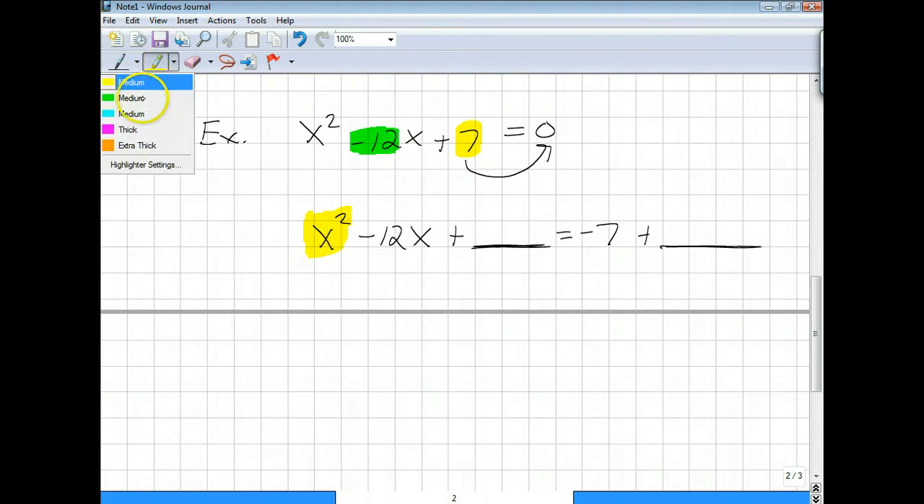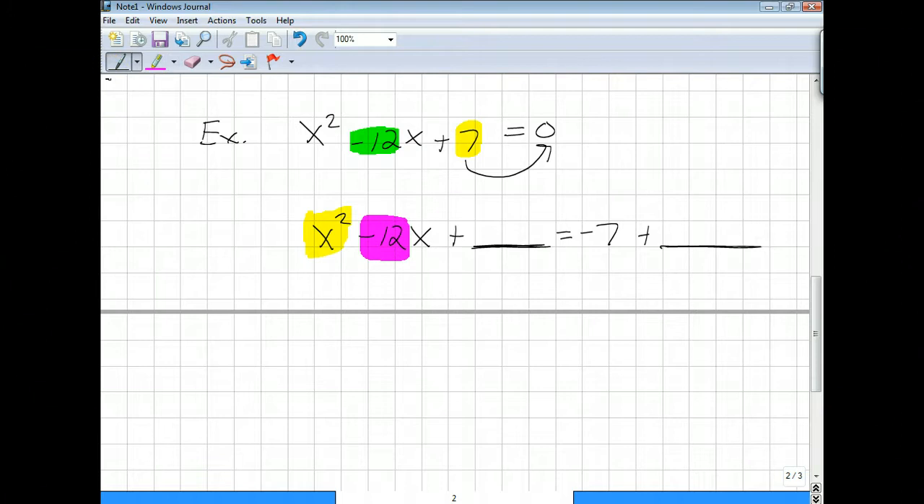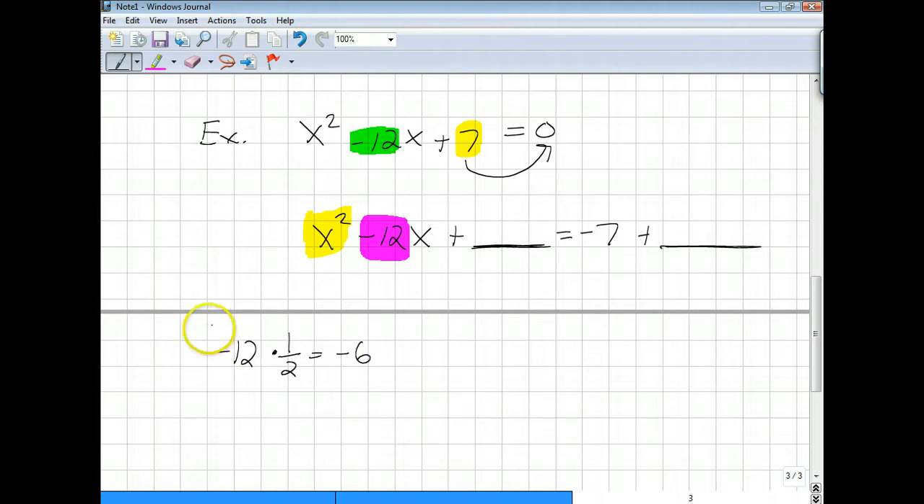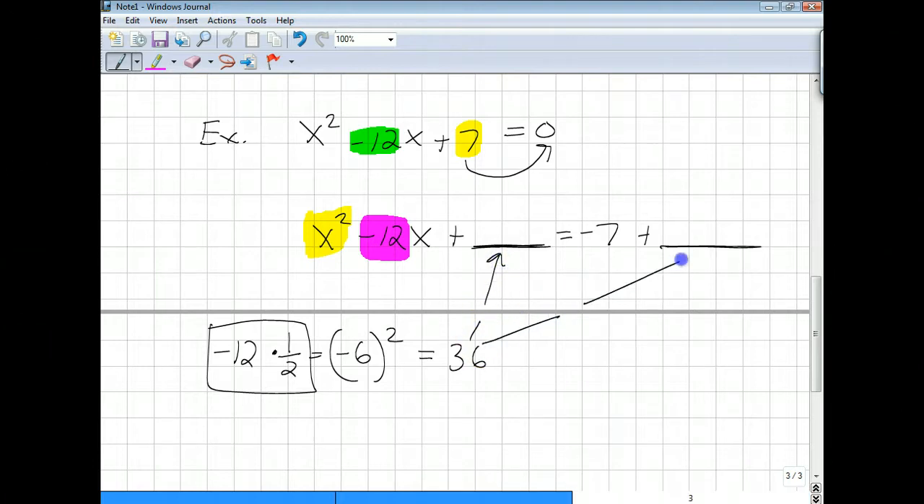Then the key number is the number in front of the x term, in other words, the middle term. What we do is take that number, the negative 12, and multiply it times 1/2, which gives me negative 6. Now we take that negative 6 and square it, which gives me 36. And this is the number that we're going to add here and here. So we put a 36 in there.